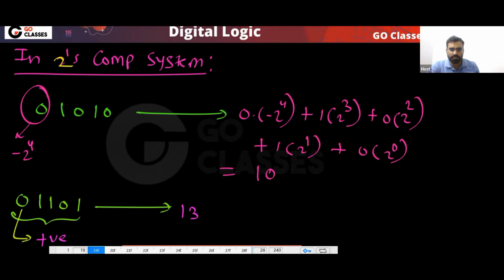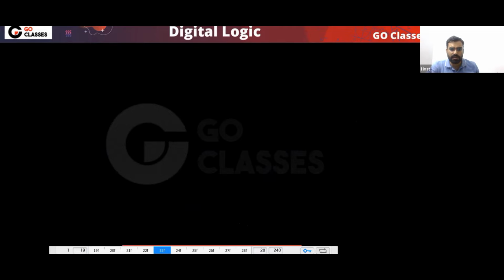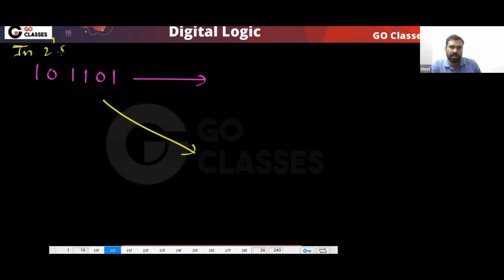Now if I give you this number, for example 101101, then tell me what will be the answer for this number. Here you can notice this has weight. There are two ways. This number is given to you in the 2's complement system.